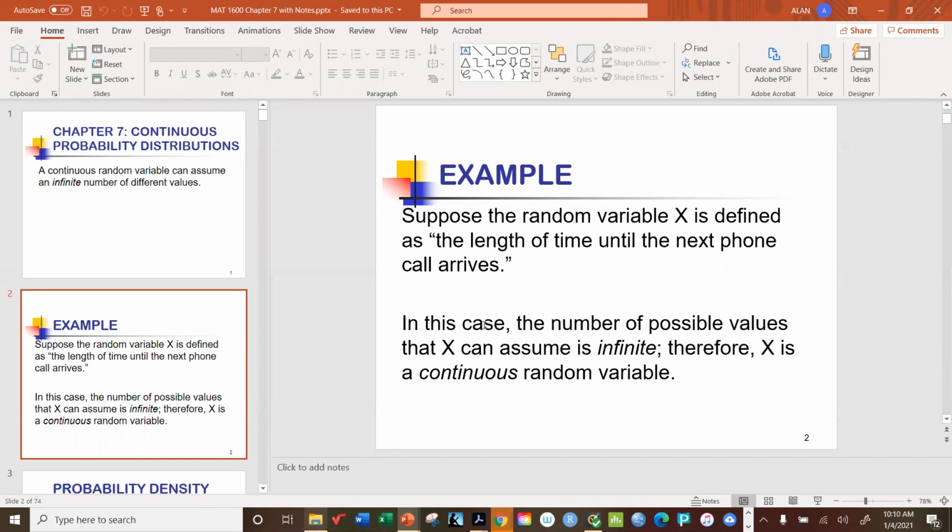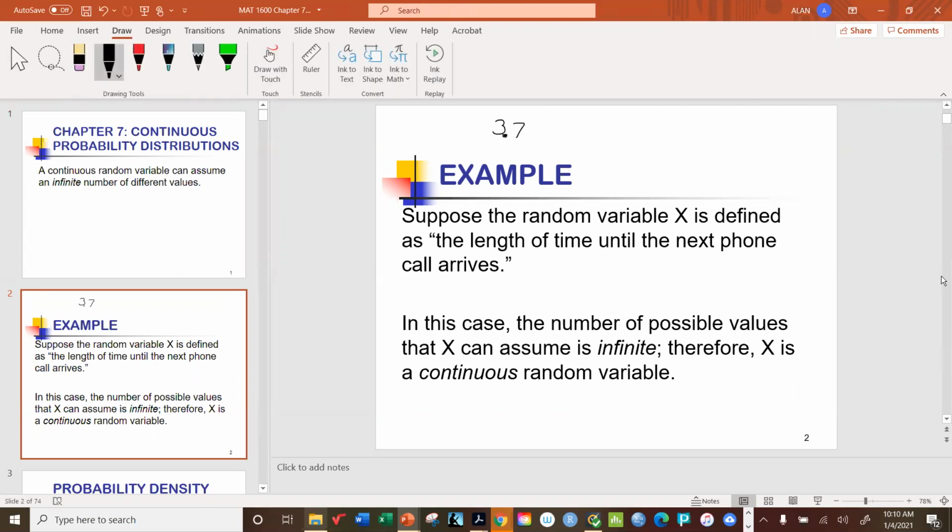This is different. The time that it takes for the next phone call to arrive has a fractional component to it. In other words, the length of time to the next phone call could attain a lot of possible values. For example, it could be 3.7 minutes, which is clearly not an integer. It could be 4.718 minutes. It could be 5.01421 minutes.